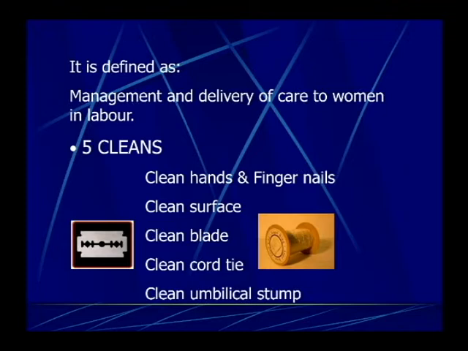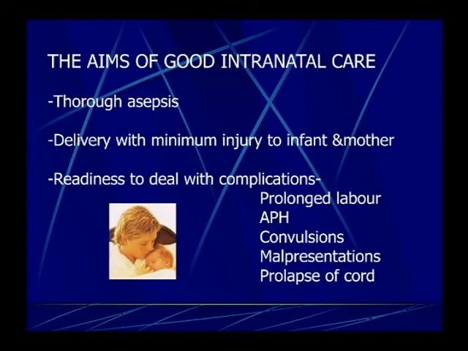Now, what are the main five things they have to take care of while doing a delivery? That is the five cleans. First, keep clean hands and fingernails, clean surfaces, clean blades, clean cord tie, that is the tying of the cord, and clean umbilical stump. So what is a clean umbilical stump? In the rural areas there is also a custom where they put cow dung onto the stump. To prevent all these things we need to be completely clean. Now the dais are trained to do this. So that's during the delivery process.